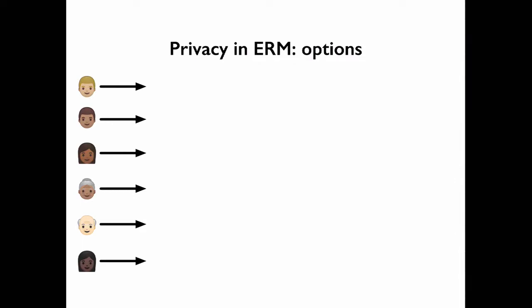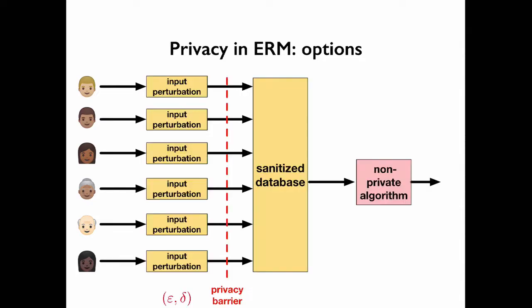We have a couple of different options, or you can think of these graphically in the pipeline. So here's my population of emoji individuals. The first thing I could do is, when I collect the data from these people, I will have them add the noise for me. I'll have them randomize for me. So they could do some kind of input perturbation there. They could randomly give me some answers. And then the privacy barrier would exist between these people and the database. So now there's a sanitized database. Everything is protected, and I can run my favorite non-private learning algorithm because of post-processing invariance.